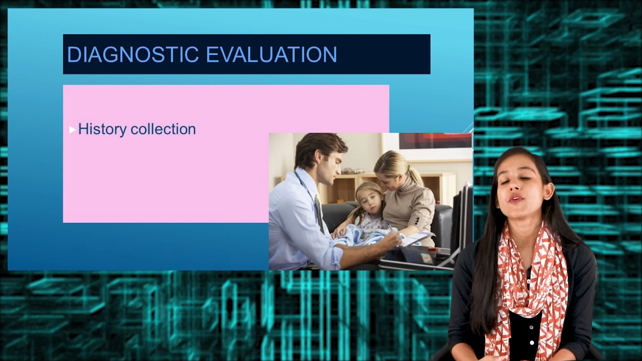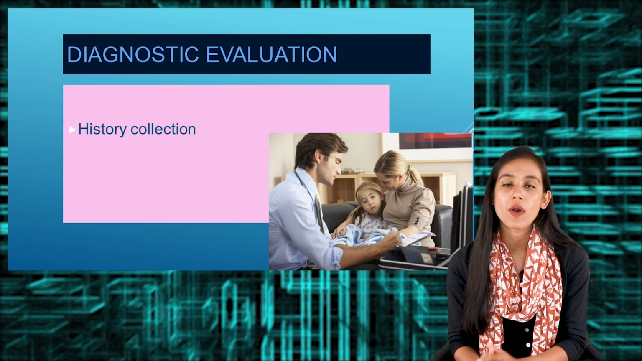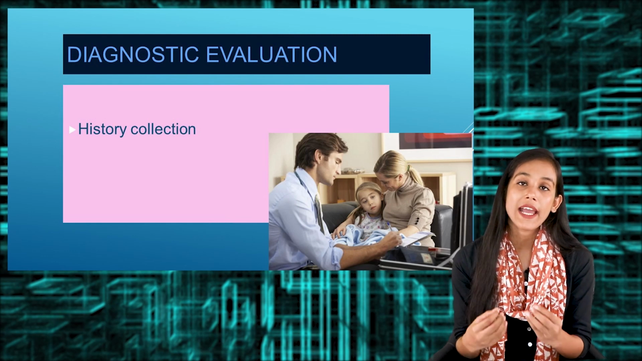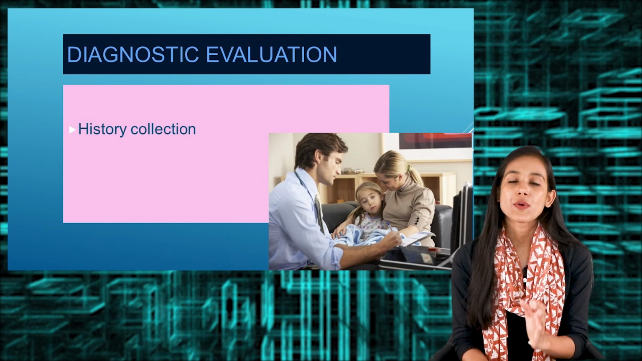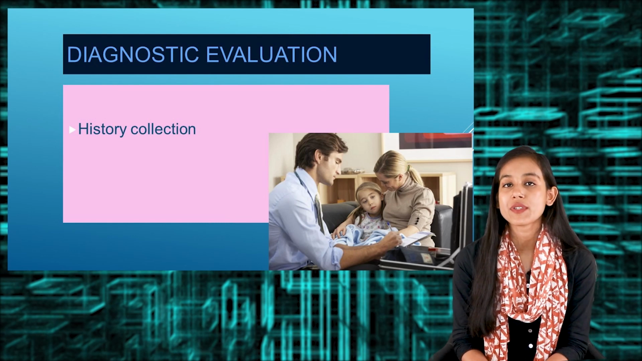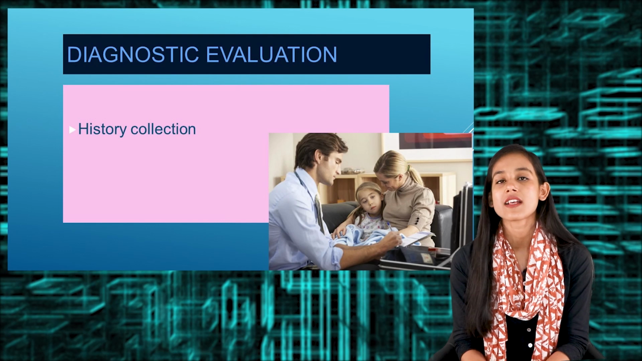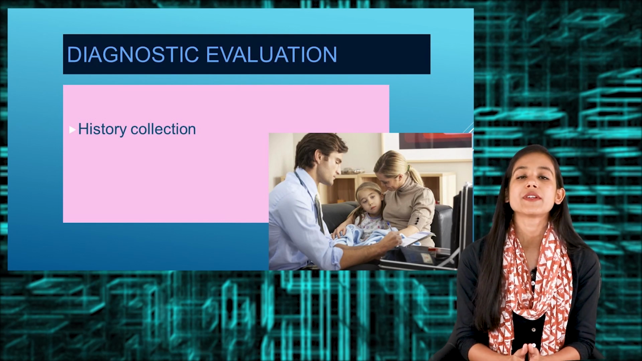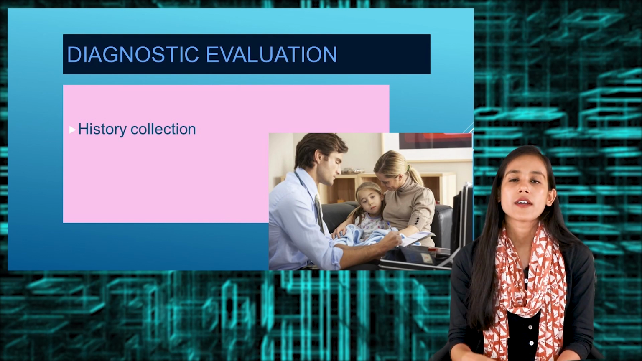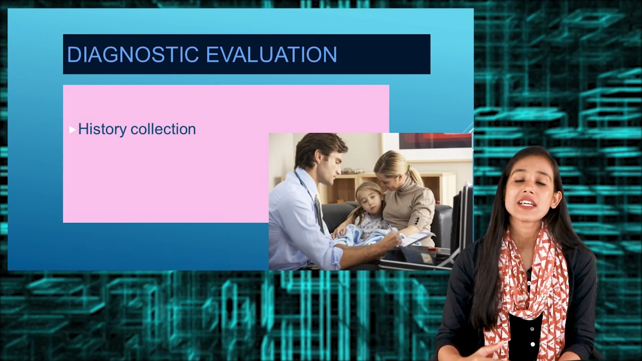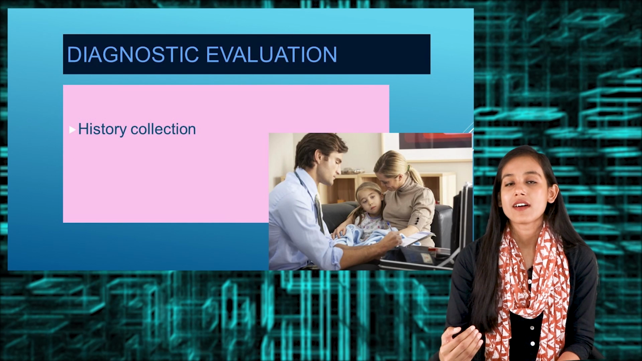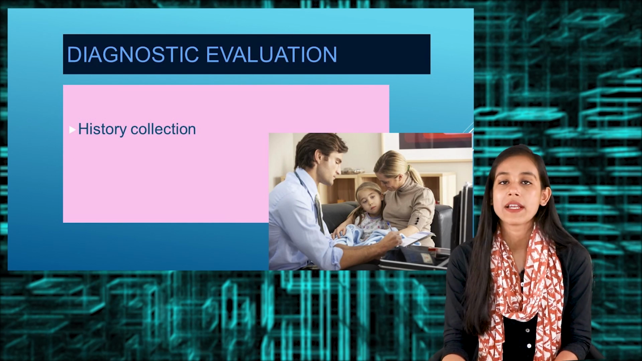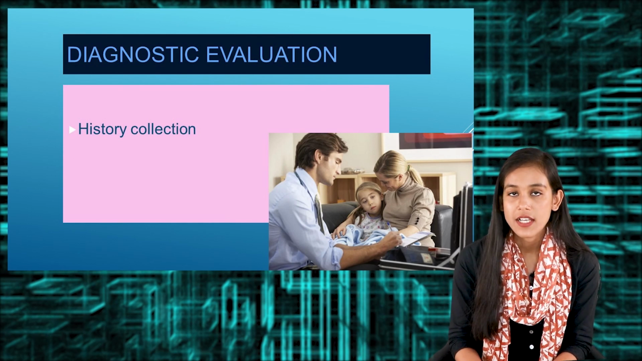Now next, let us move on to the diagnostic evaluation. So how can we diagnose, or how can we confirm the diagnosis of thalassemia? Definitely the first thing that we would do would be history collection. As a nurse, this is your first responsibility, to collect history, and through this we can get to know if there is any carrier in the family, or if there are any thalassemic patients in the family. That would give us a hint, right?